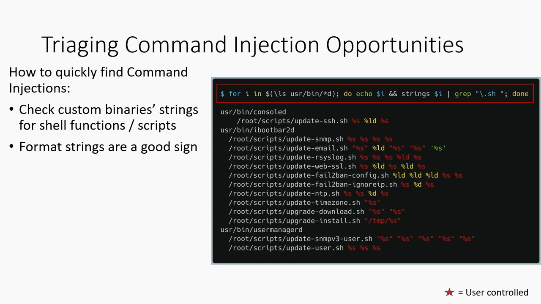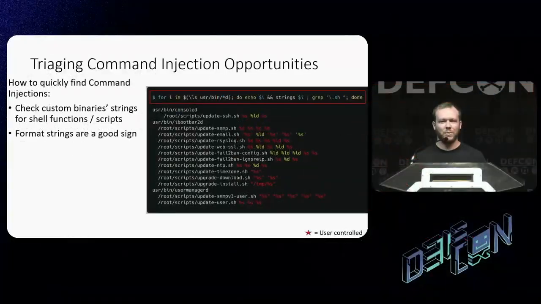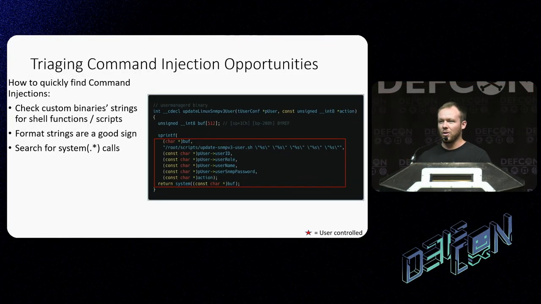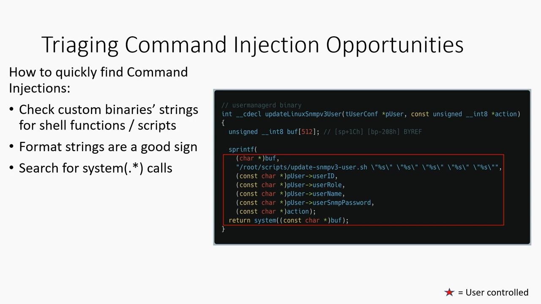And then the next step that I like to do when I'm trying to triage these command injection opportunities is to open up those binaries in a decompiler like IDA and look for calls to system to see how those format strings are being generated and then how they are being run. Sometimes developers will add sanitization and things like that. This is where you check for that. So you can see here that there is none, this whole update Linux SNMP v3 user function doesn't really have much sanitization. And then you kind of have to imagine what values an attacker can control here. So if you can imagine updating your user, you can probably control the username and probably the password too.